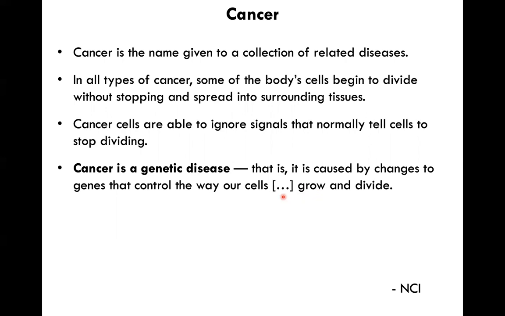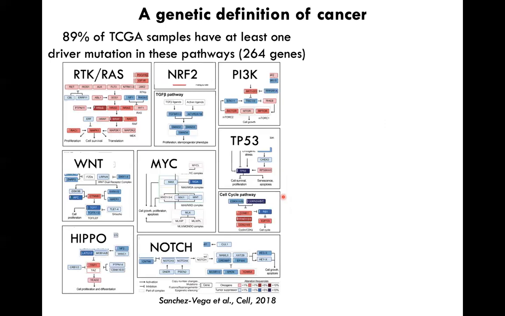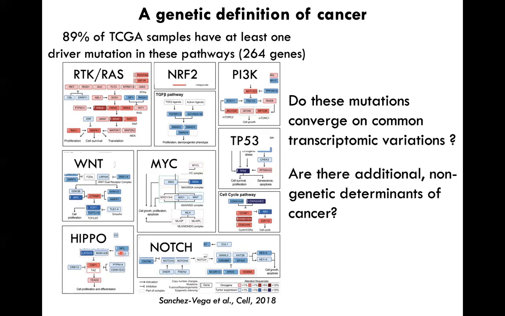And this definition is quite on point. Taking the Cancer Genome Atlas, or TCGA, 89% of the samples in this data set have at least one mutation in one of the 9 cellular pathways I'm showing here, which all ultimately control the way cells grow and divide. Now, the question that we had was whether these mutations in different cancer pathways converge on common transcriptomic variations. And we also wanted to know whether there are additional non-genetic determinants of cancer.